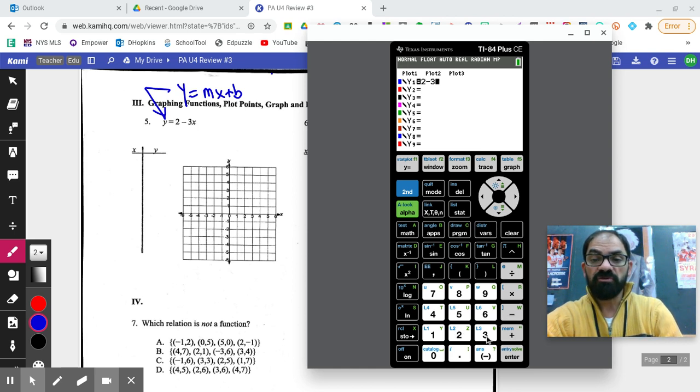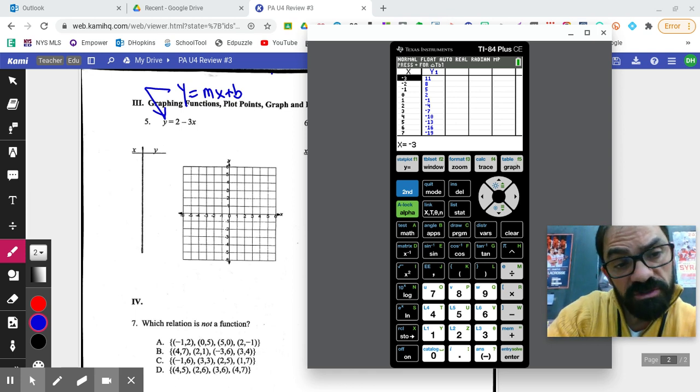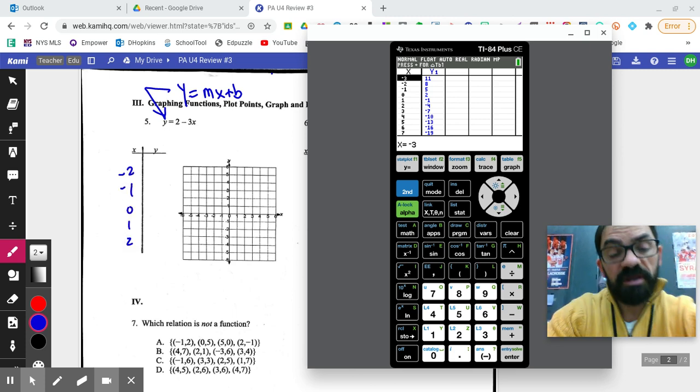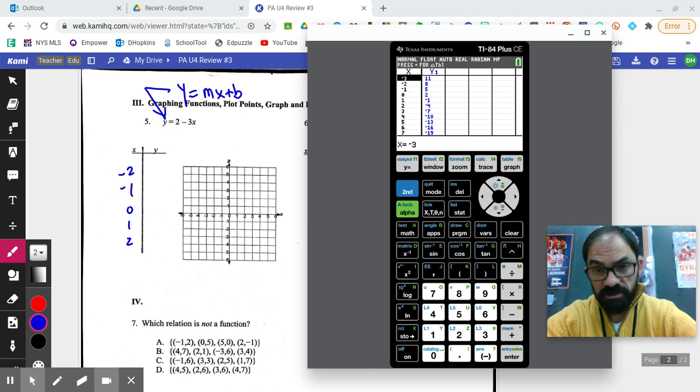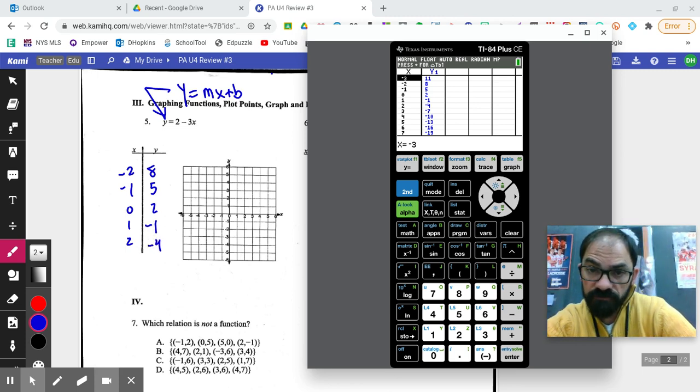2 minus 3x. Go to my table. I like values. We start with negative 2 to 2. You don't have to use these ones. We can always add more later, but it's a good starting point. So let's see here. We have 8, 5, 2, negative 1, and negative 4.